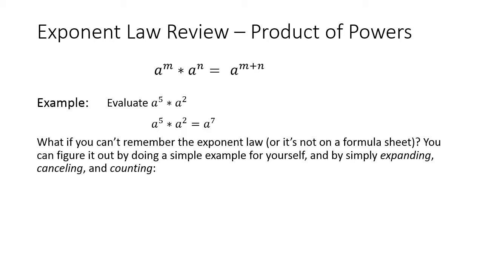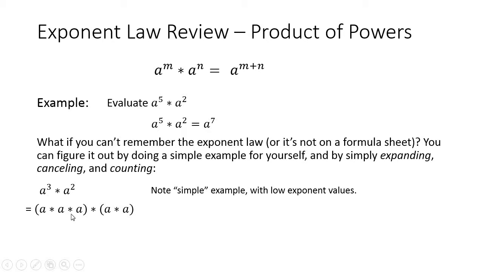Now, what if you can't remember the exponent law, or it's not on your formula sheet? You can figure it out by doing a simple example for yourself and by simply expanding, canceling, and counting. So the steps that you use to figure it out yourself are very straightforward, very simple. You don't need to memorize much for just doing a simple example for yourself and figuring out what the law is. So what do I mean by this? Let's look at a cubed times a squared. So this is just a simple example. You would think of yourself, use low numbers in the exponents there.